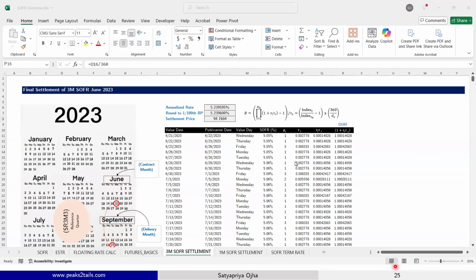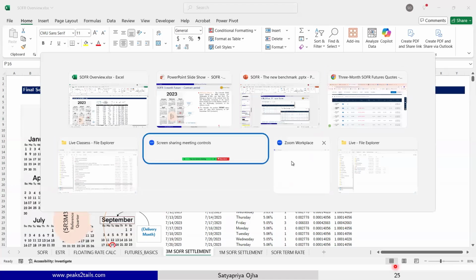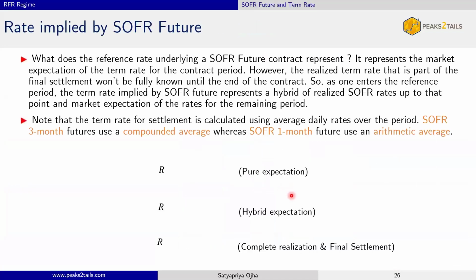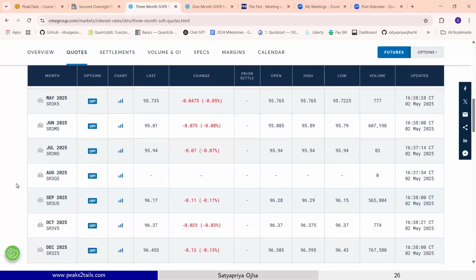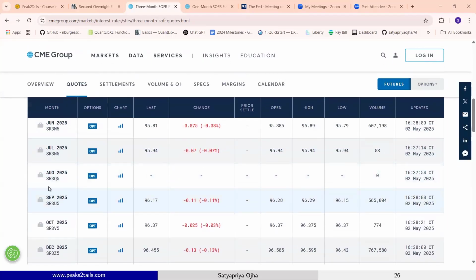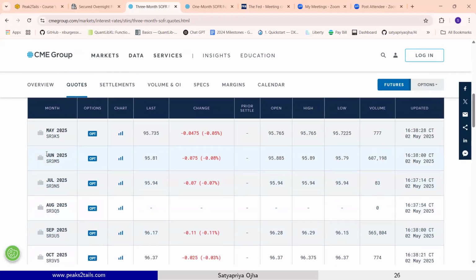Okay, if no questions, let's move on to the next product, which is the 1-month SOFR future. Before that, let's quickly touch upon this idea. We actually discussed this earlier. Let's look at one example, which will help. If you look at, say, the June future, SR3M5, this will span from June to September, as we just saw.